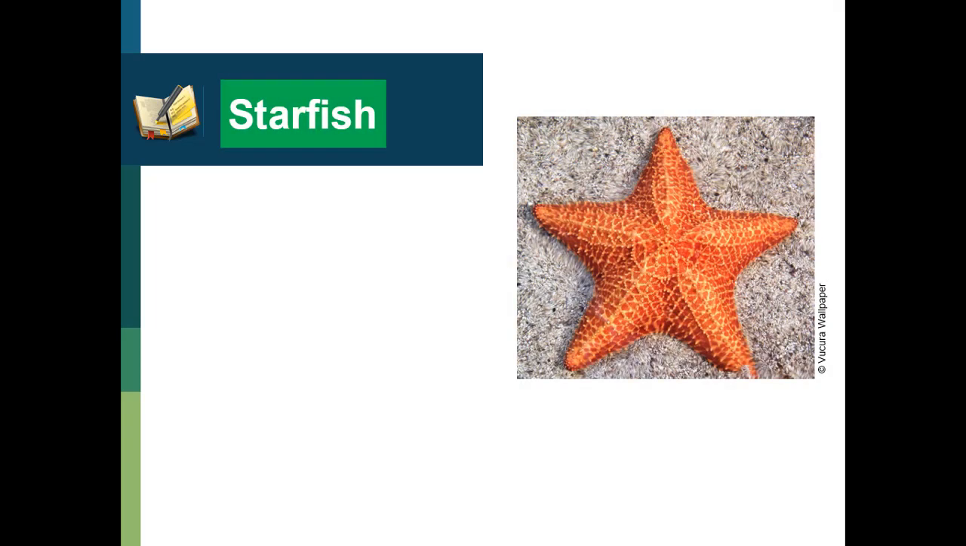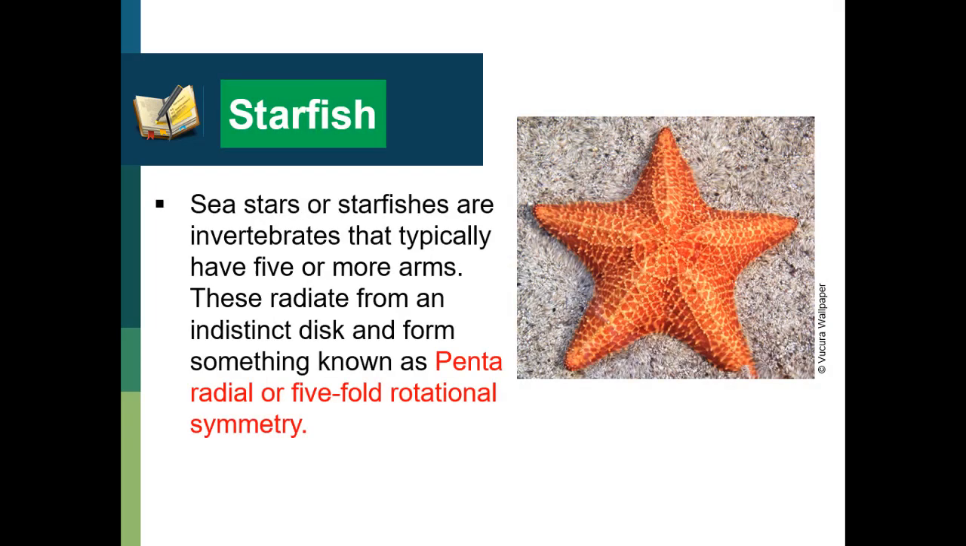A starfish. Oh, this is a very beautiful starfish. Now, sea stars or starfishes are invertebrates that typically have 5 or more arms. These radiate from an indistinct disk and form something known as pentaradial. From the word penta, that means 5. That's why a starfish has pentaradial or 5-fold rotational symmetry.